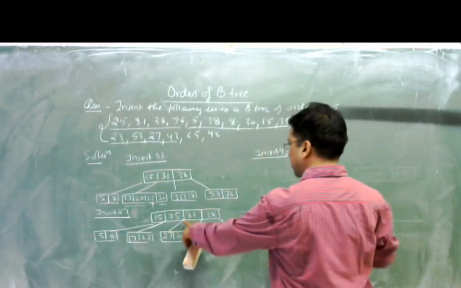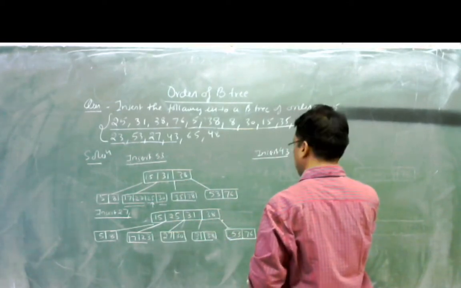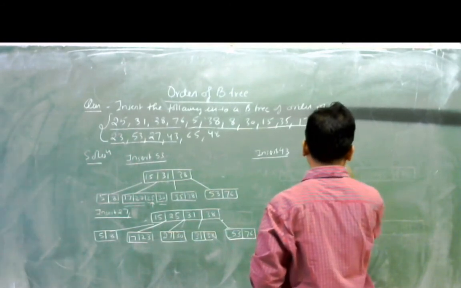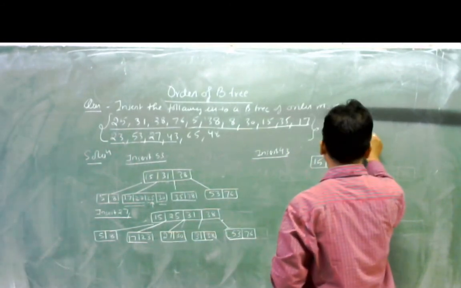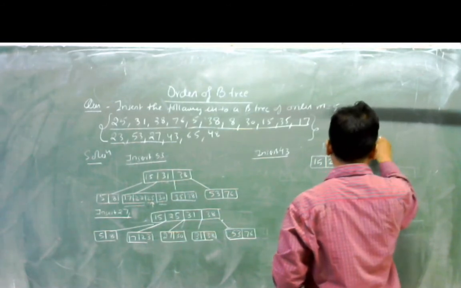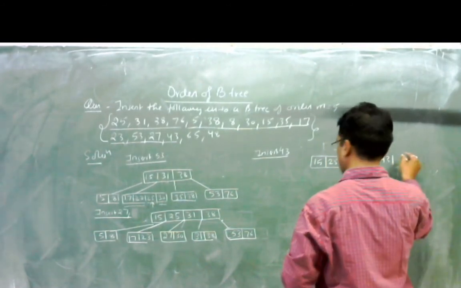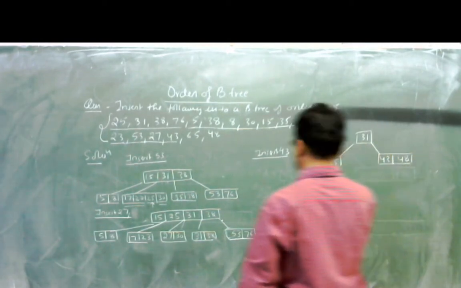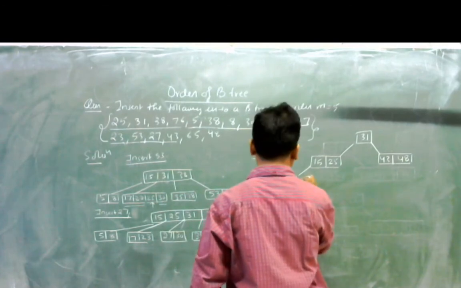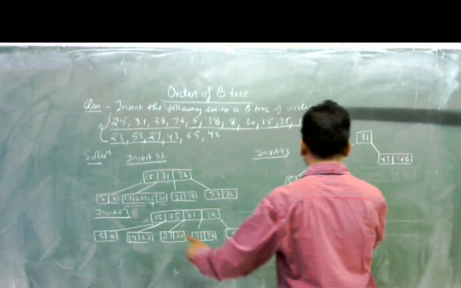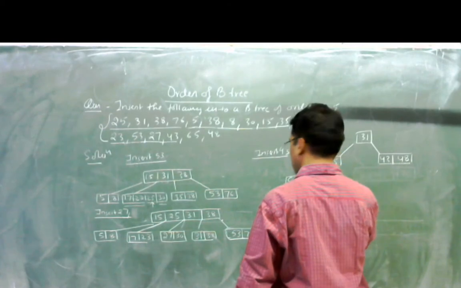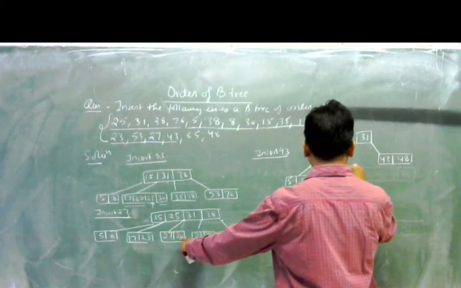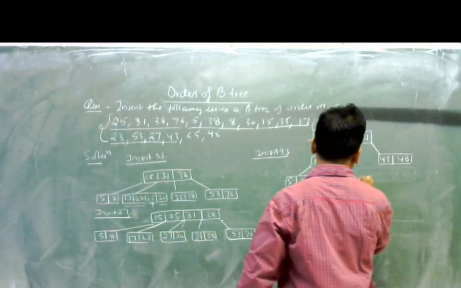43, the splitting will take place, and so after this it will be like that: 15, 25, 31, 43, 48, and 5, 8, then 17, 23, and 27, 30.